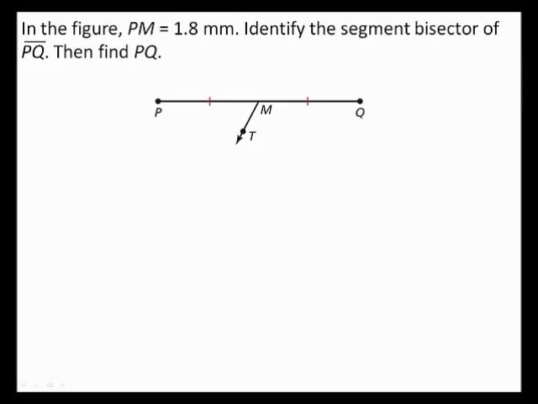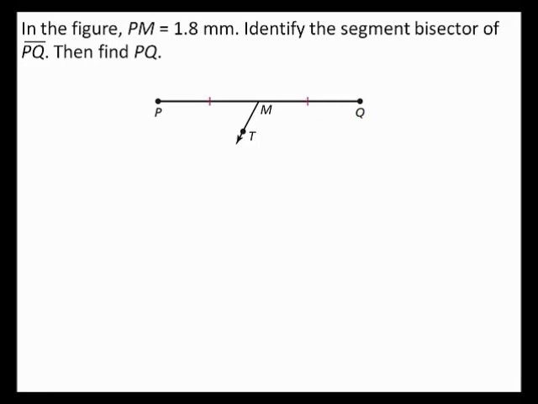In the figure, the length of segment PM is equal to 1 8/10 millimeters. Identify the segment bisector of segment PQ. Then find the length of segment PQ. A segment bisector is a point, ray, line, line segment, or plane that intersects the segment at its midpoint.